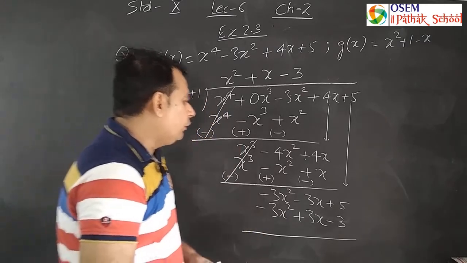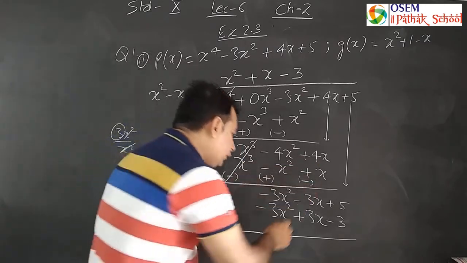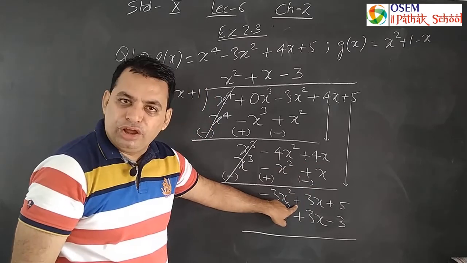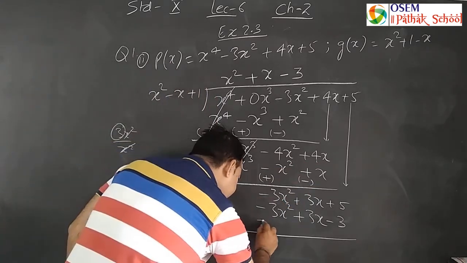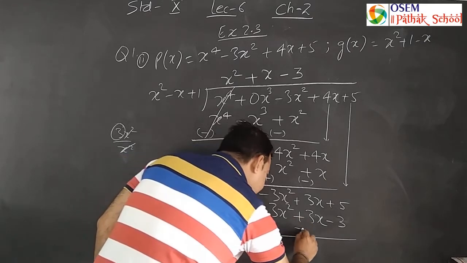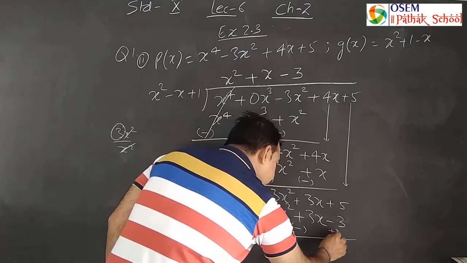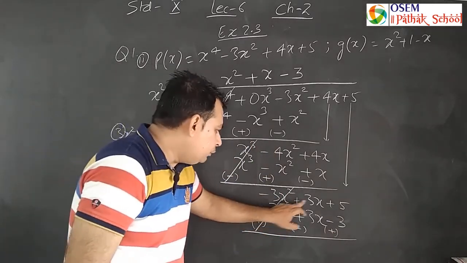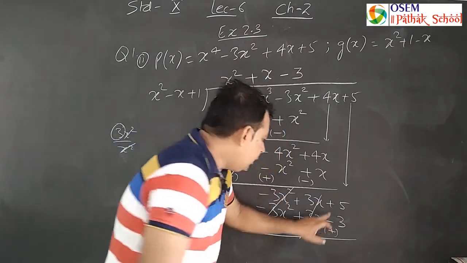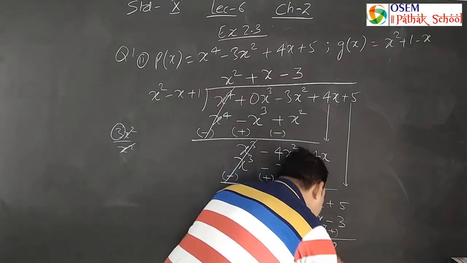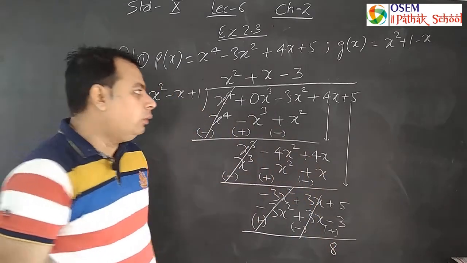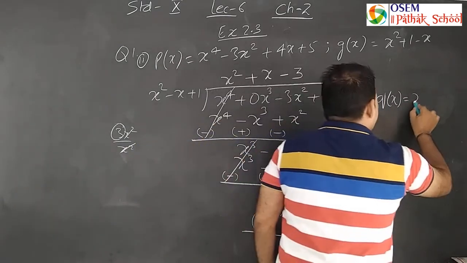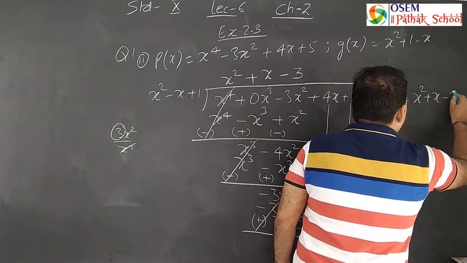Now students, look over here. This is plus 4 and this is minus 1. It will be plus 3x. See, plus 4 minus 1 will be plus 3. Now I am changing the sign. It will be plus, minus and plus. This is cancelled because minus 3x square plus 3x square, plus 3x minus 3x, is cancelled. 5 plus 3 is 8. So what have you got? Q of x equals x square plus x minus 3.